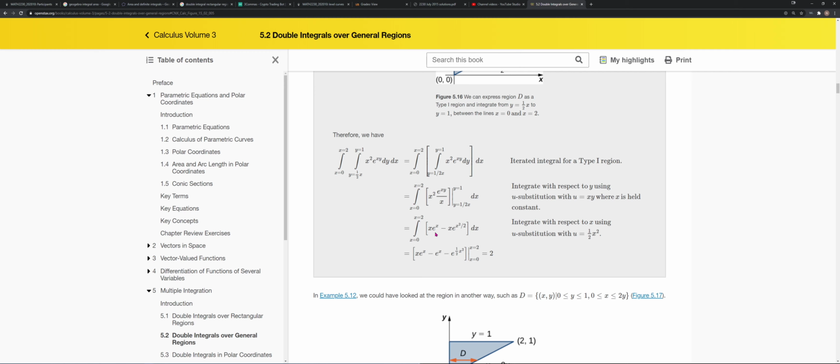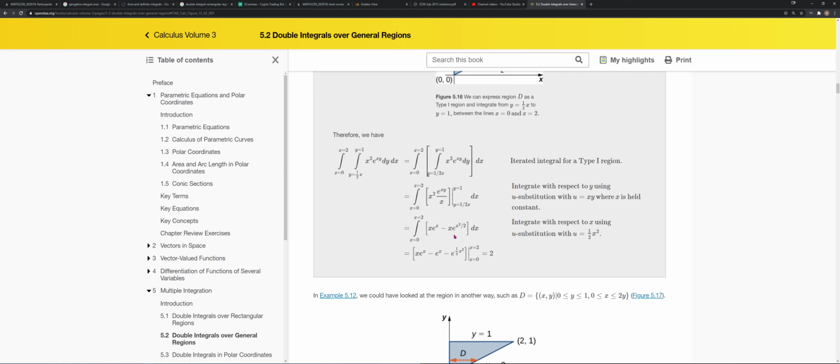So what I have is this expression, and now I need to integrate this with respect to x. This is just integration with respect to x, and you should know how to do this, but here you're going to use two different techniques. The first one, x e to the x, you integrate by parts, and you get x e to the x minus e to the x.